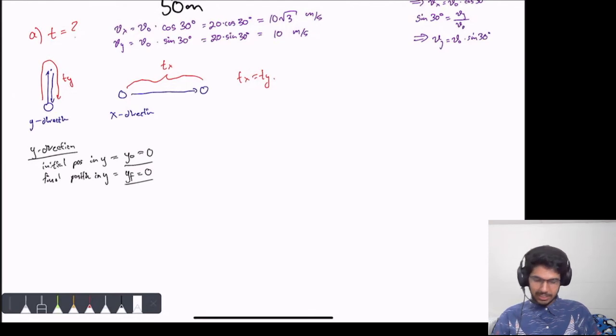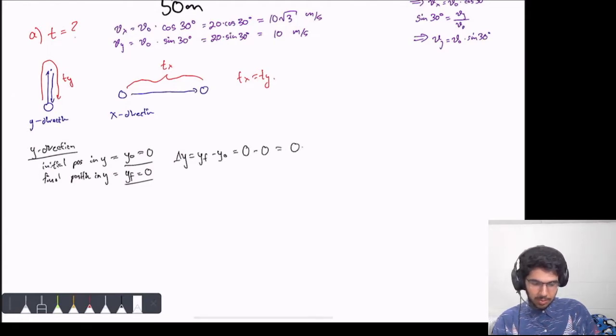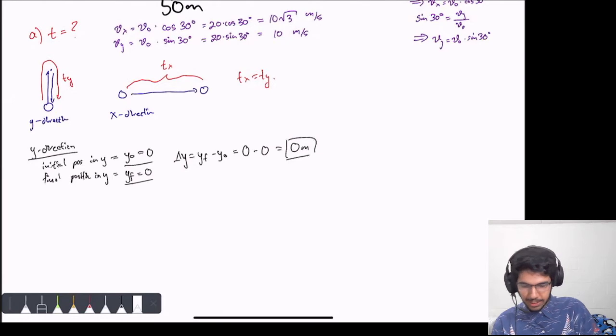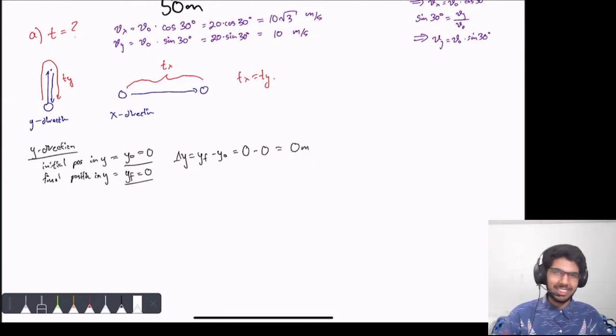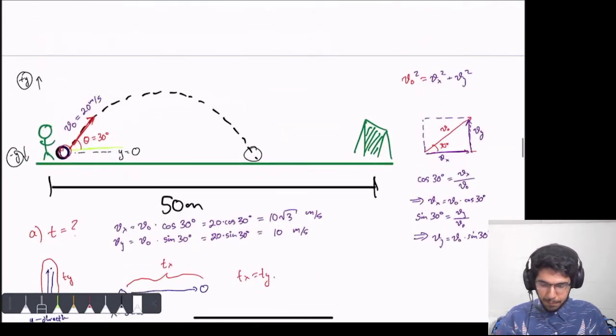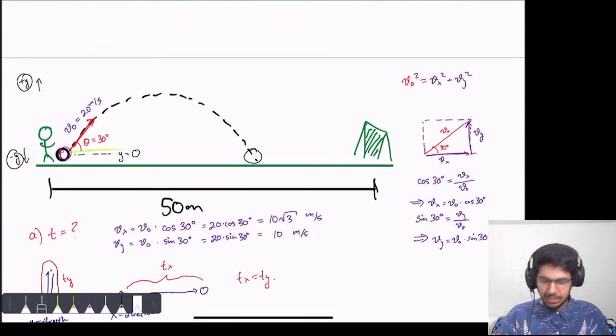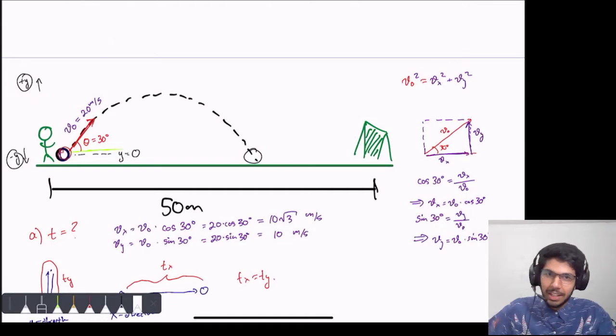So what does this tell us? This tells us that delta y equals the final minus the initial. That equals 0 minus 0 equals 0 meters. And I won't actually box that because that's not our answer. But this should kind of make sense, right? When we kick it, when we're comparing the starting and ending positions, the ball is on the ground at both positions. So its change in y is nothing throughout the entire journey.